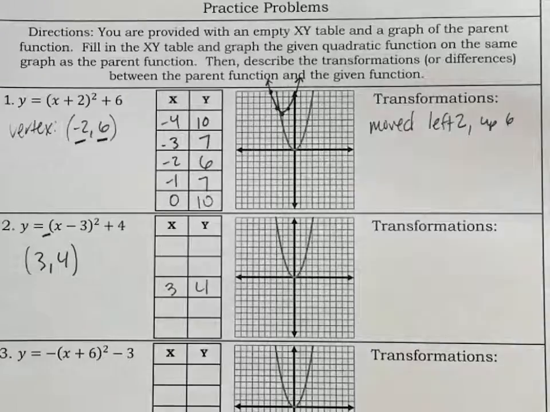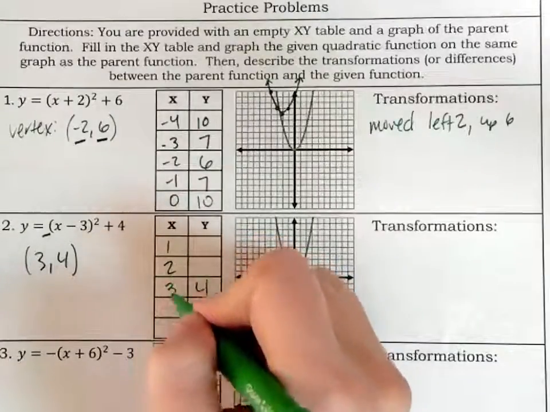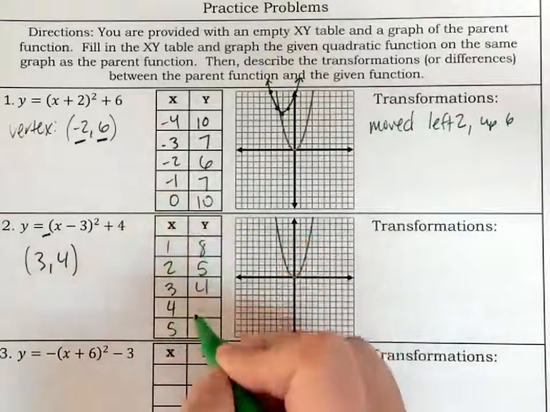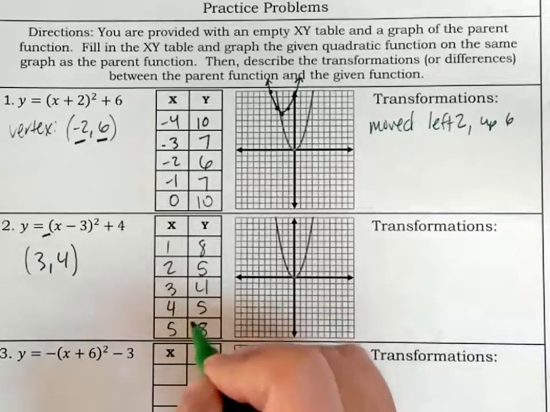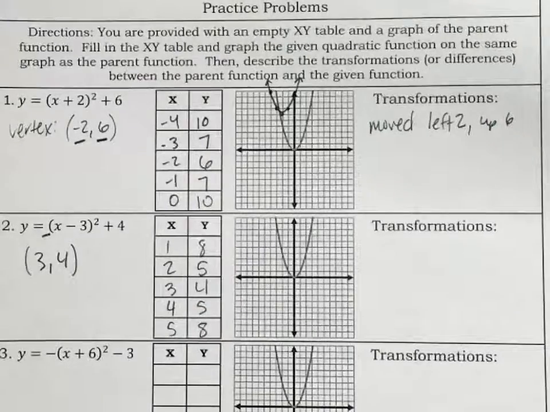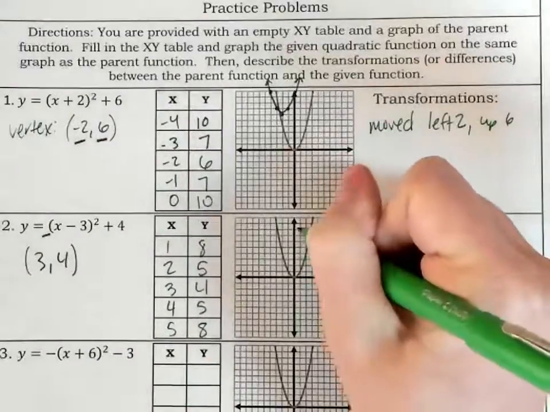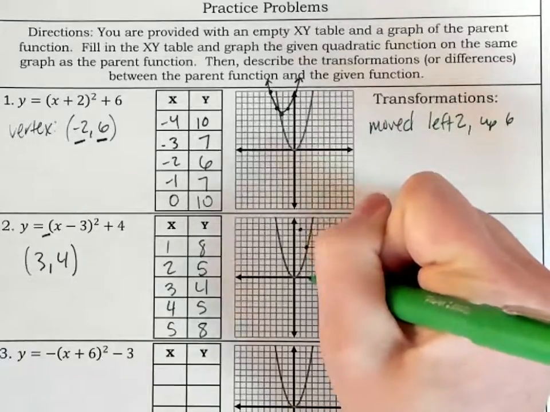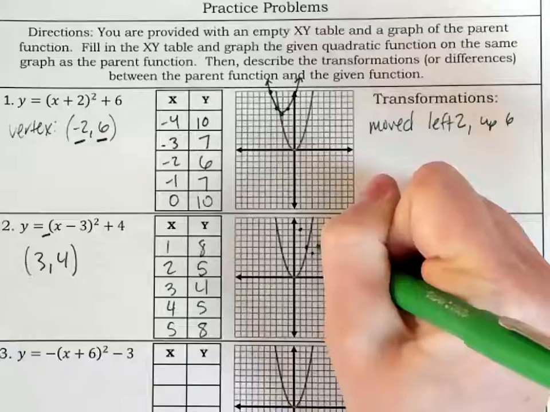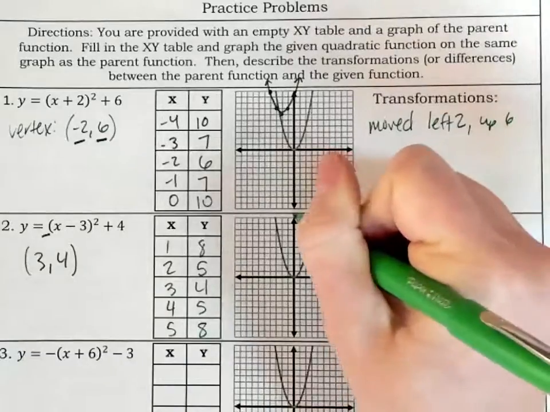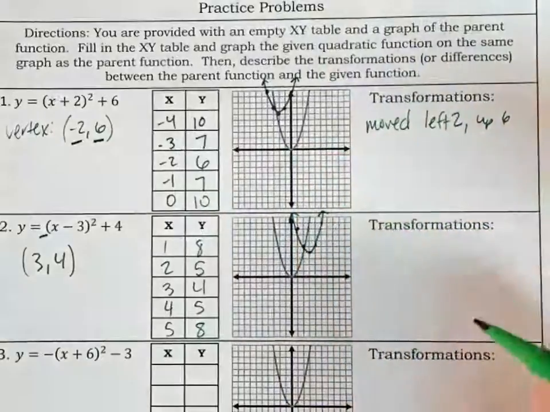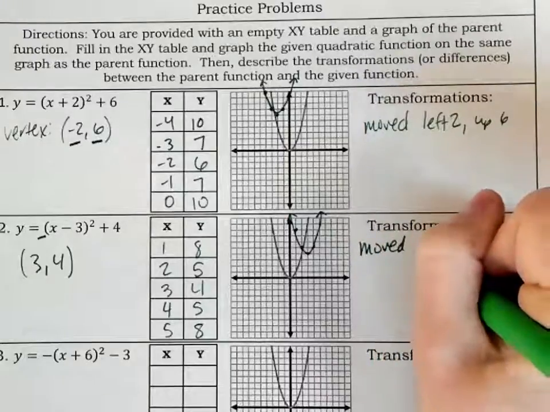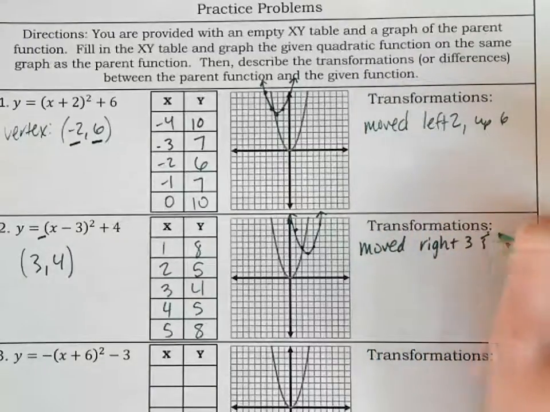We're going to get our table values, and I'm going to plug those in. We need 1, 2, 3, 4, and 5 for our x values. So 1 is 8, 2 is 5, 3 is 4, 4 is 5, and 5 is 8. I'm going to plot those points: 1, 8, 2, 5, 3, 4, 4, 5, and 5, 8. And there are our points. Just like we thought, it's the same scale, the same direction. It's just been moved right 3 and up 4.